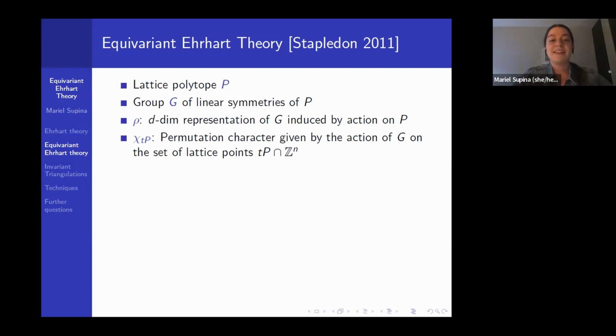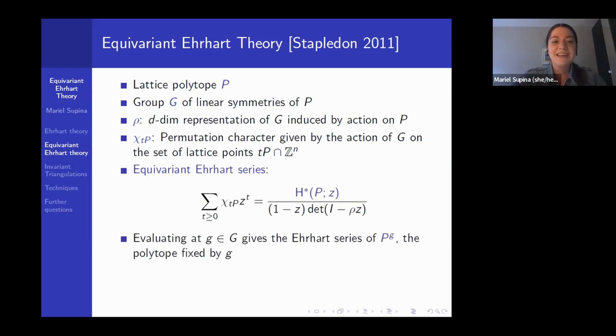So this is a permutation character given by the action of the group on the lattice points in the dilation tP. You can think of this as a function that takes in a group element and outputs the number of lattice points in tP that are fixed by the action of that group element. And we'll see this in an example in a slide or two. But I want to finish saying the whole setup first, and then we'll walk through an example.